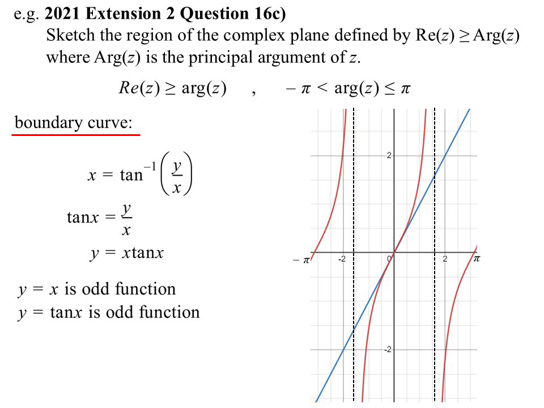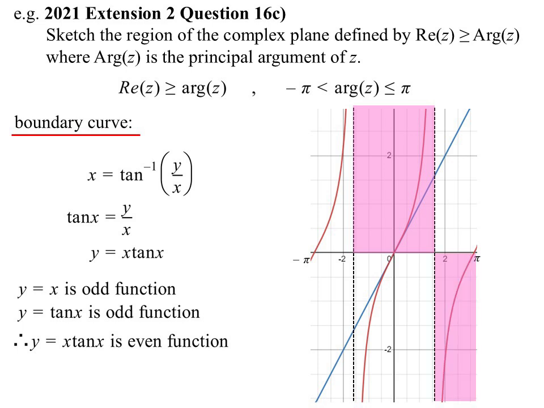I also know x is an odd function. I know tan is an odd function. Odd times odd will give me an even function. So I know what I'm going to end up drawing should be an even function. Positive times a positive gives me a positive. I'm in that section there. Negative times negative. I'm in that section there. Positive times negative. Positive times negative. So that's where my curve exists.